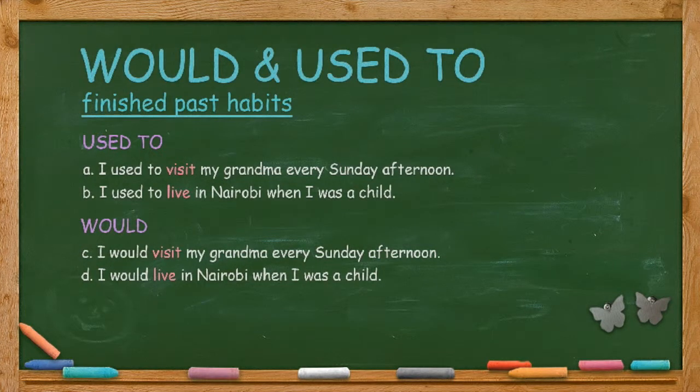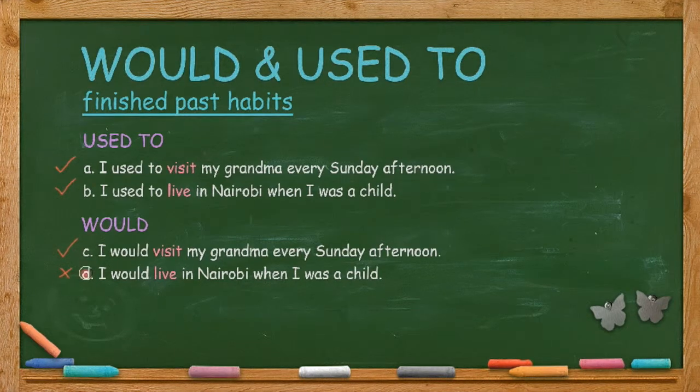Here are 4 sentences. A. I used to visit my grandma every Sunday afternoon. B. I used to live in Nairobi when I was a child. C. I would visit my grandma every Sunday afternoon. However, D is not possible. You cannot say I would live in Nairobi when I was a child.